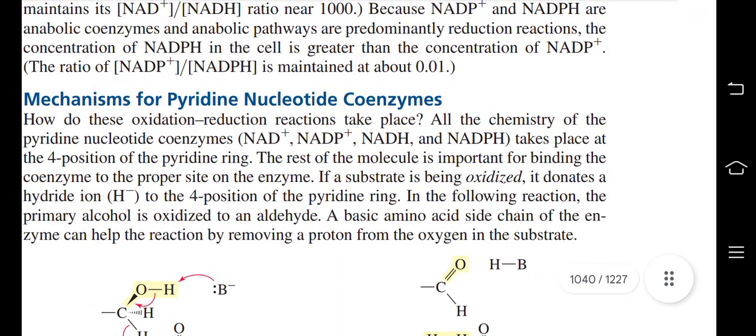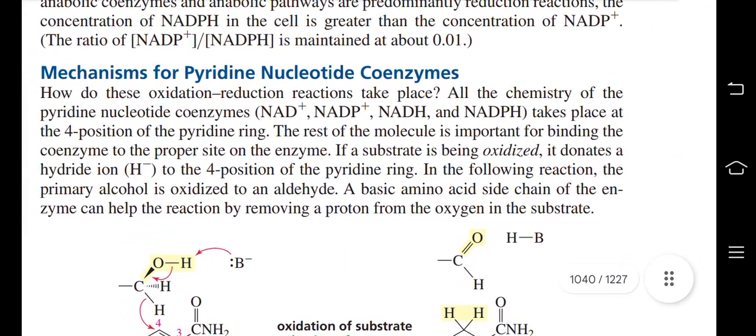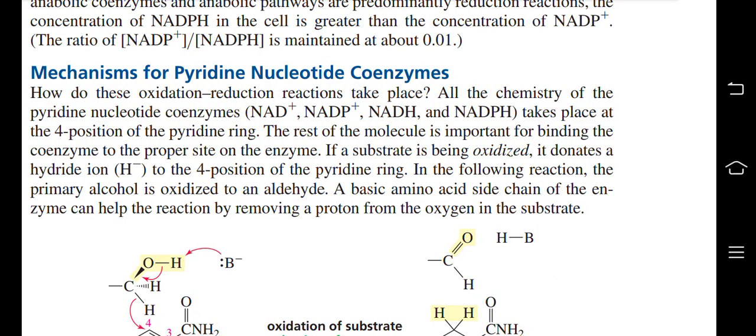Mechanism for pyridine nucleotide coenzymes. How do these oxidation-reduction reactions take place? All the chemistry of the pyridine nucleotide coenzymes takes place at the 4 position of the pyridine ring. The rest of the molecule is important for the binding of the coenzyme to the proper site of the enzyme. If a substrate is being oxidized, it donates a hydride ion to the 4 position of the pyridine ring.